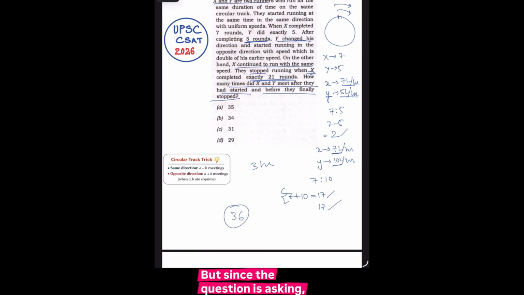But since the question is asking how many times did X and Y meet after they had started and before they finally stopped, we'll have to exclude the last meeting. So we'll subtract 1 from this, and so the answer is 35. The correct option is option A.